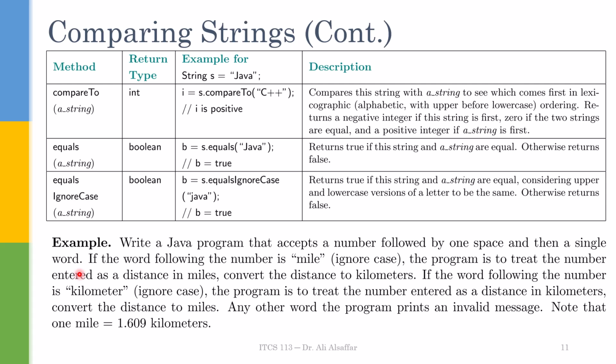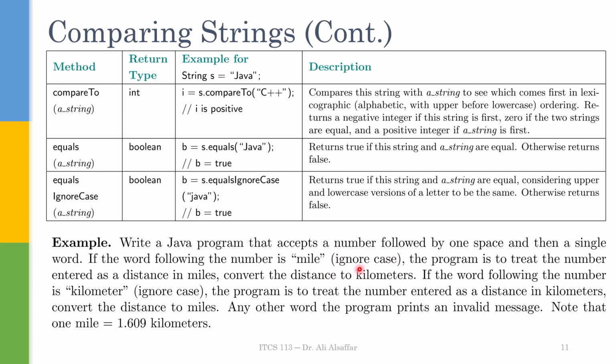So this is the input, a number, and when it says a number, then it is possibly double, followed by a word, and a single word here. It says a single word, so we need to use next for reading the single word. The question says if the word following the number is mile, ignore case.